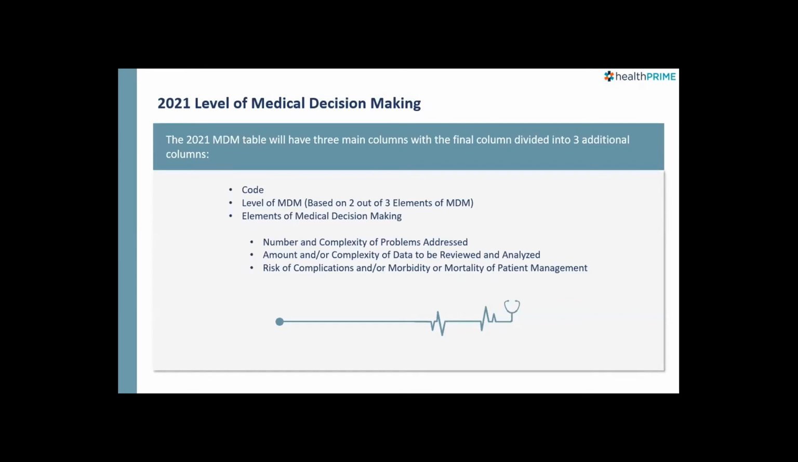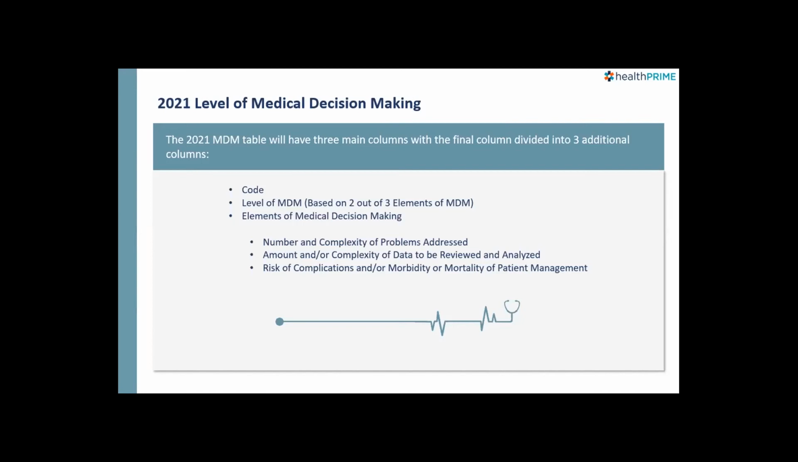So in 2021, the medical decision table will have three main columns, and the final column will be divided into three additional columns. The first column will be the CPT code. The second column will be the level of medical decision making, which will be similar to 2020, that is on the basis of 2 out of the 3 elements of medical decision making. And the third column in the table will be the elements of medical decision making, which includes the number and complexity of the problems addressed, which is also called the problem point.